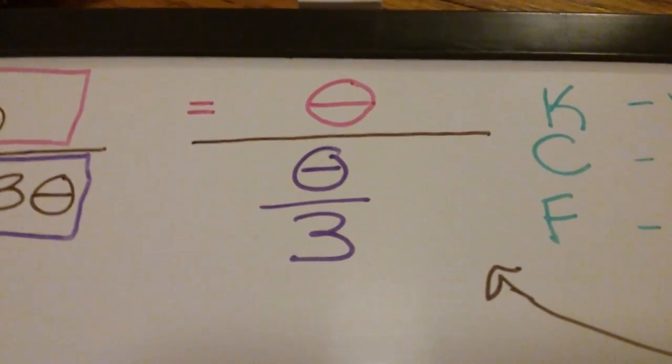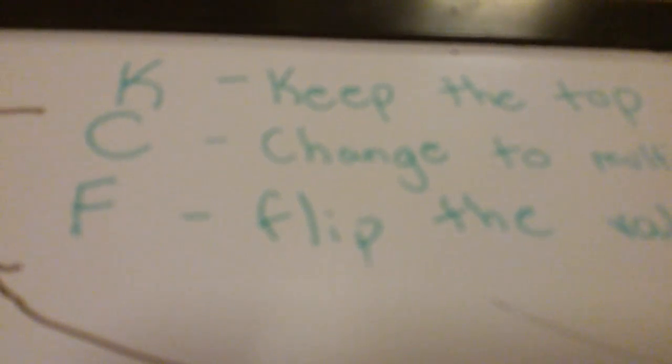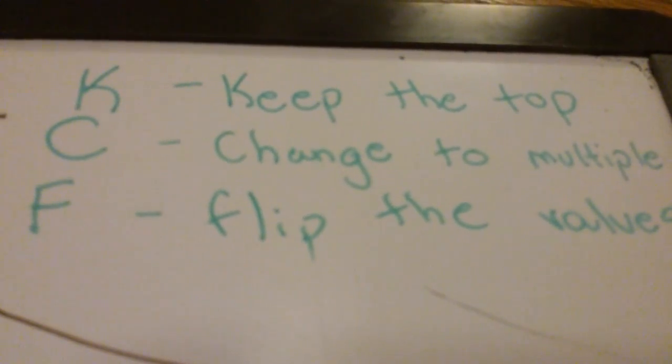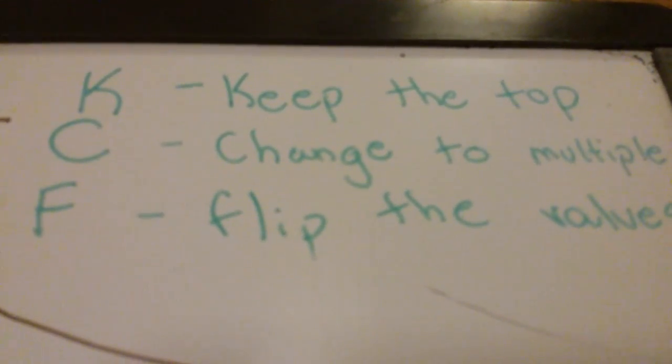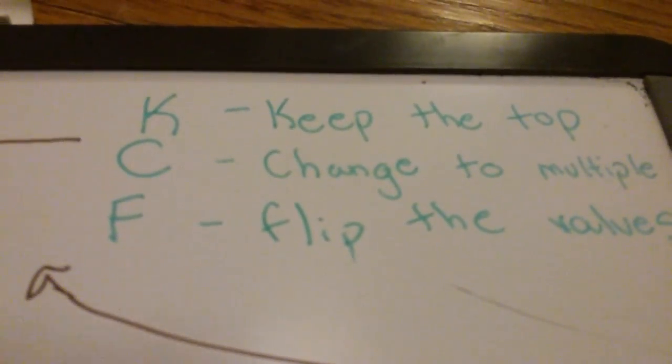In order to handle a fraction over a fraction, what you do is you do your KCF, your keep, change, and flip. So we're going to keep the top, we're going to change the division to multiplication, and we're going to flip the values on the bottom. So I did that down here. Let's just move down here.